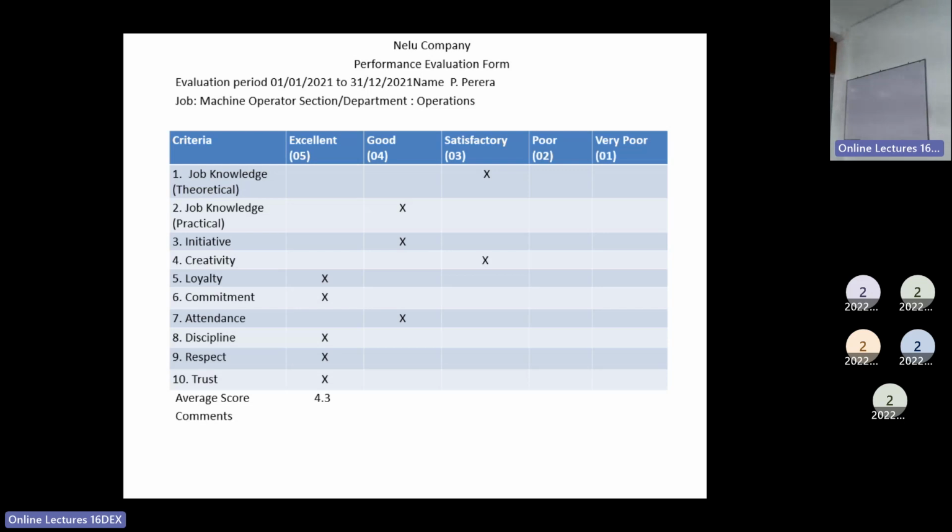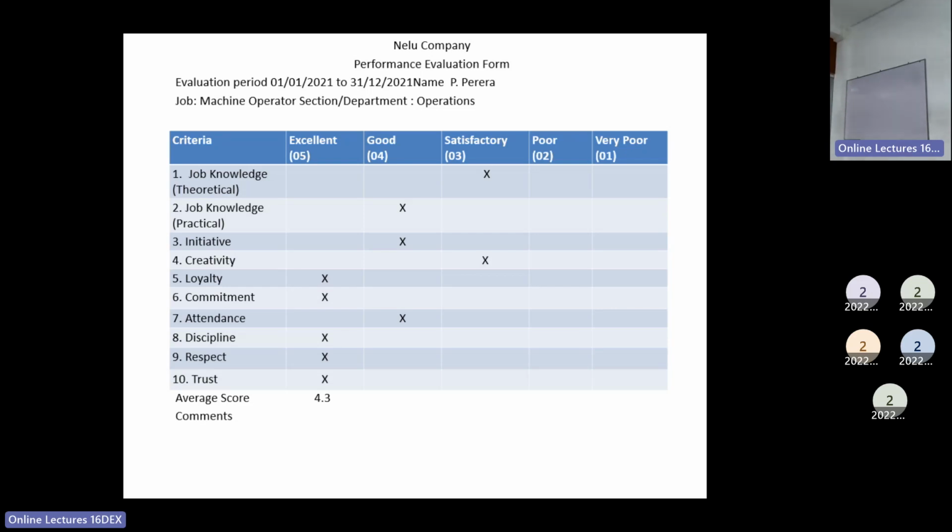If you want, we can get the average. There are 10 criteria, so you divide by 10. You can get the average, 4.3. 4.3 can be used as an index. All of these subjective criteria you have quantified. It may not be 100% accurate, but it is something better than nothing. So we have quantified it to a certain extent, and you can use average scores as an index to compare with the others.